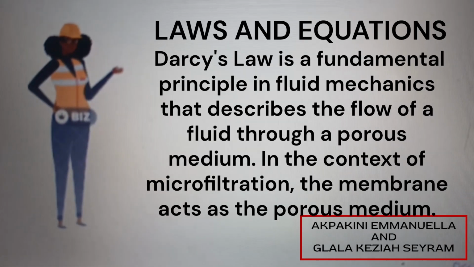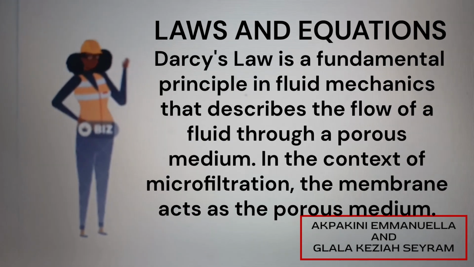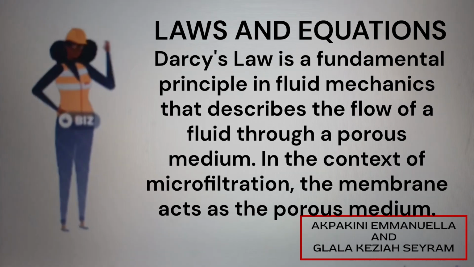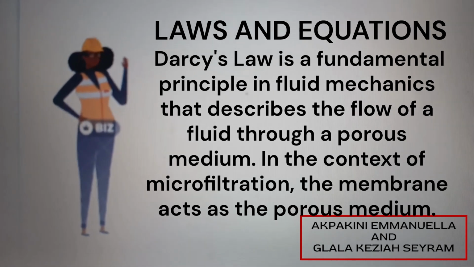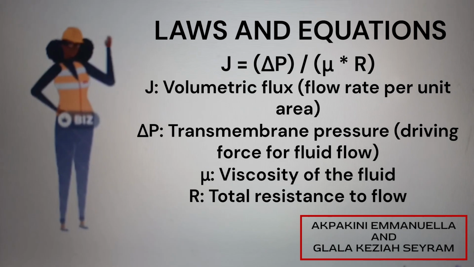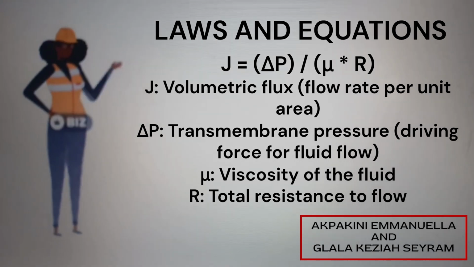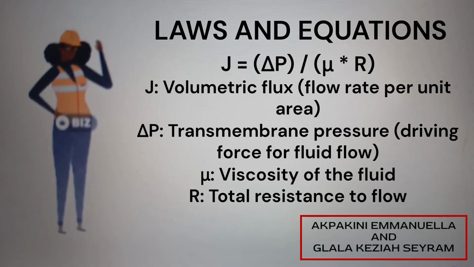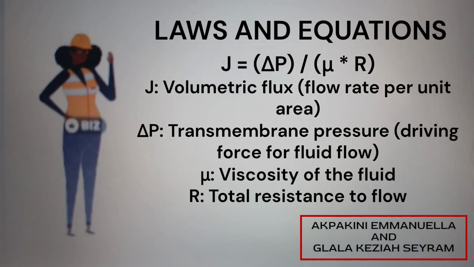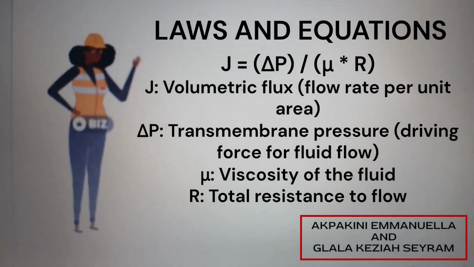Some laws and equations that are used in the microfiltration process are Darcy's law, which is a fundamental principle in fluid mechanics that describes the flow of a fluid through a porous medium. In the context of microfiltration, the membrane acts as the porous medium and is represented by the equation, where J is the volumetric flux, or the flow rate per unit area. Delta P is the transmembrane pressure, which is the driving force for fluid flow. Mu is the viscosity of the fluid. R is the total resistance to flow.